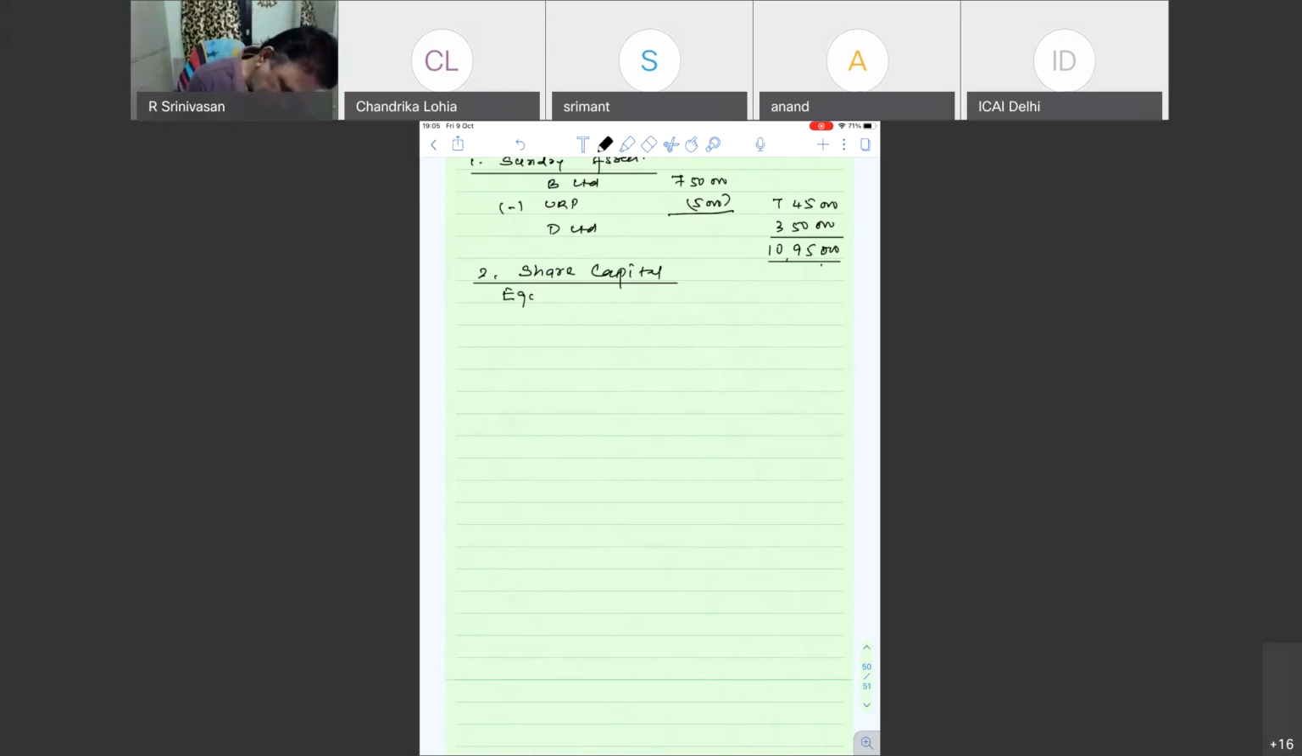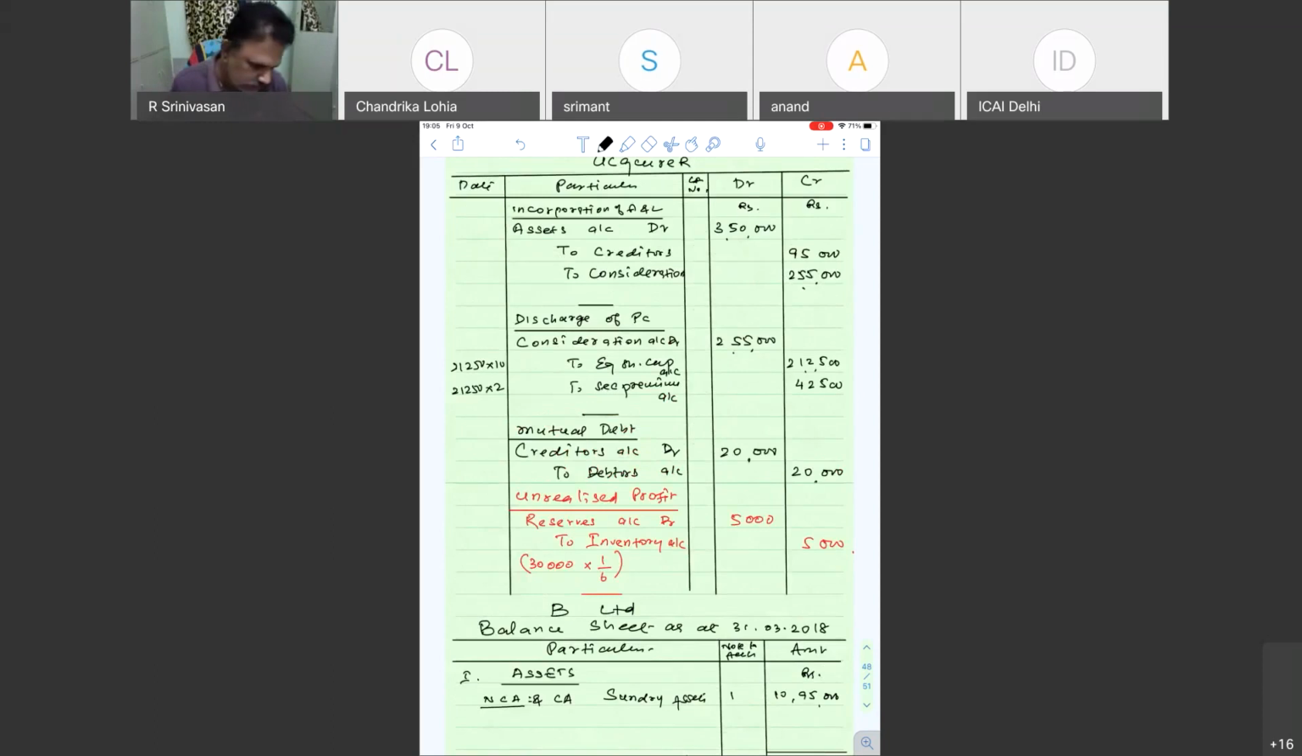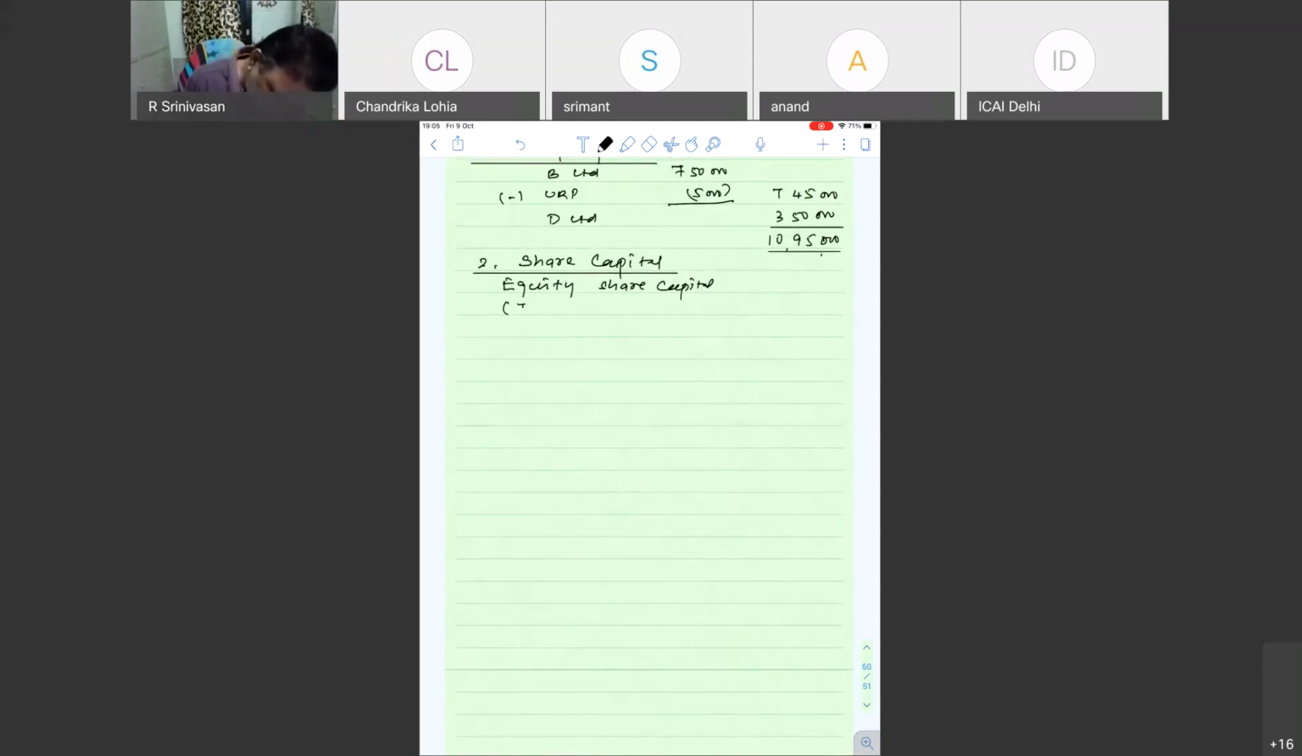So equity share capital, how much? Here we have 2,12,500 plus 5 lakhs, 7,12,500. 71,450 shares of rupees each fully paid, and 21,250 shares issued to shareholders of D Limited as purchase consideration.